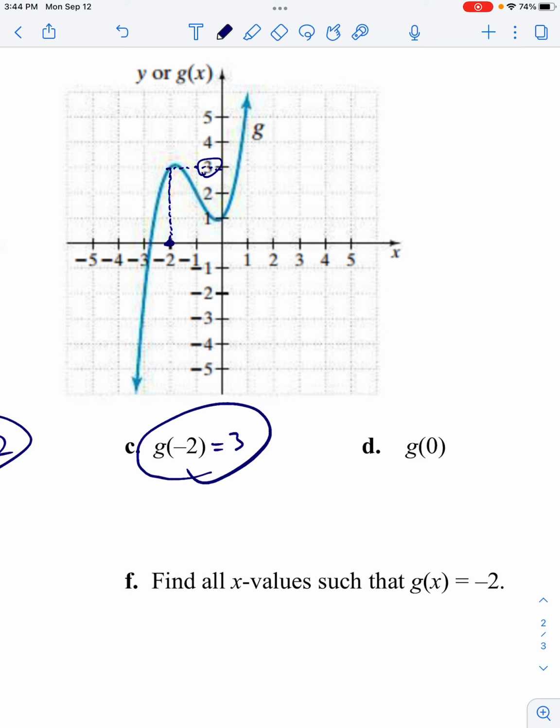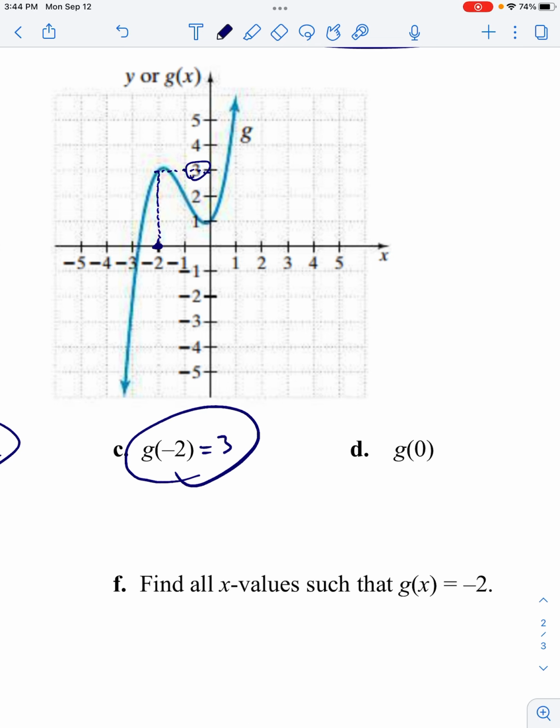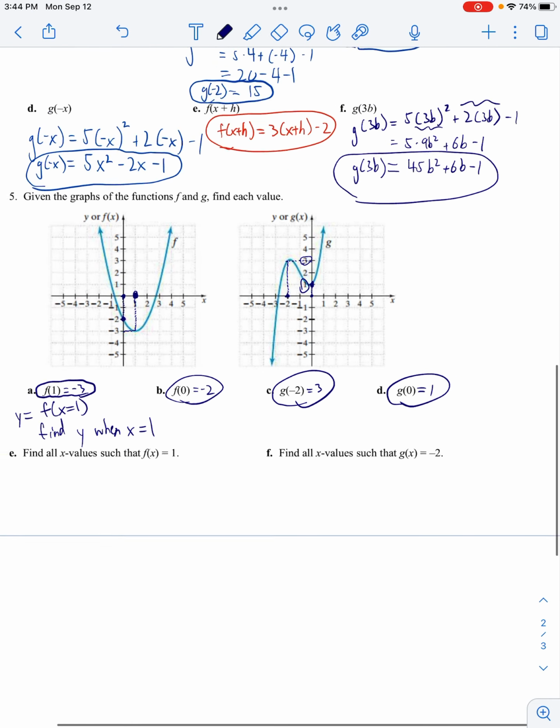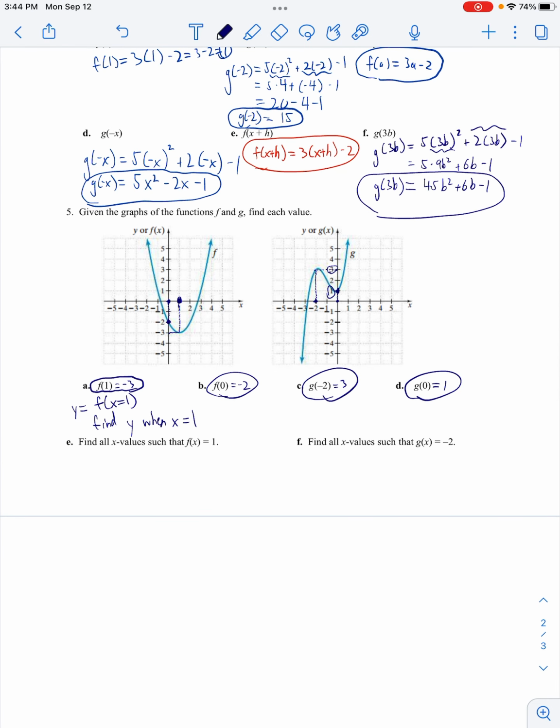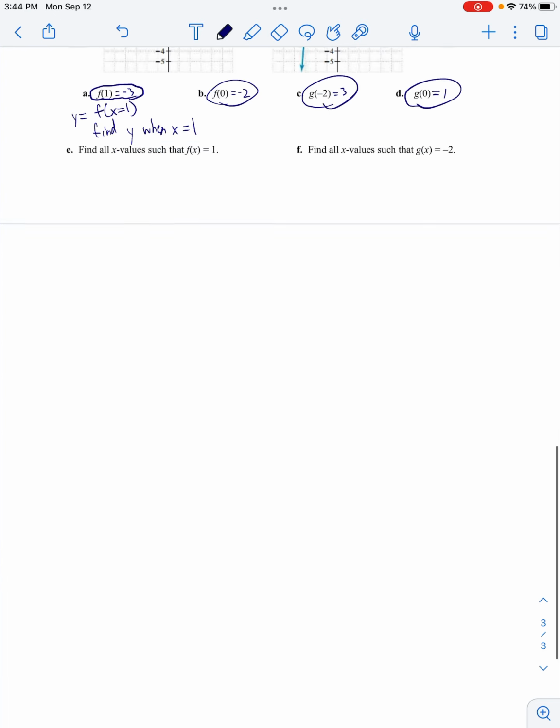Okay. G of 0, I start at x equals 0, and then I go up to my graph. I hit my graph, and I'm already on the y-axis, and I hit 1 here. So g of 0 equals 1. Okay. So that's how we do it graphically.